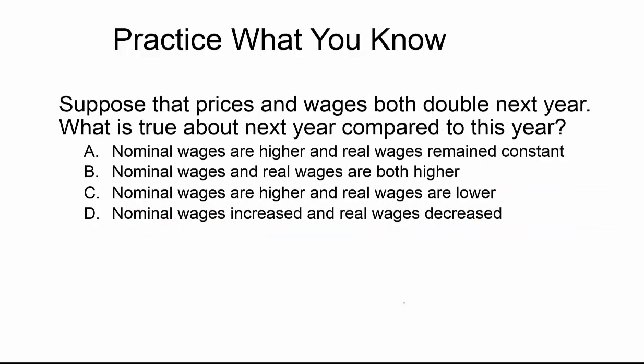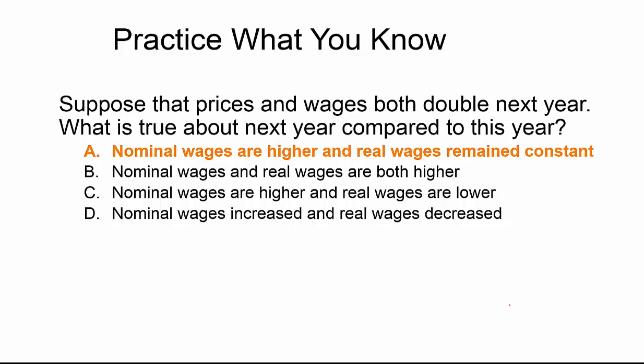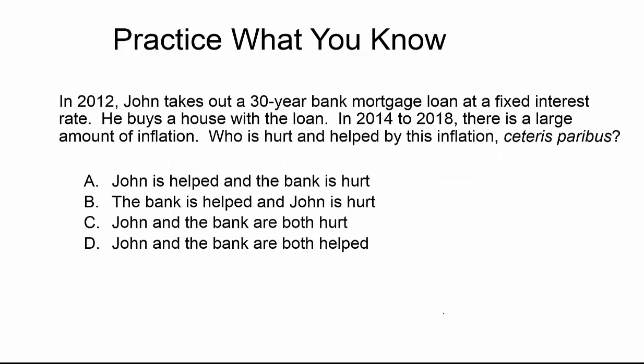Okay, suppose prices and wages both double next year. What is true about next year compared to this year? Let's see. Nominal wages would be higher, right? Because everything doubles. Real wages remain constant. You know what? That actually sounds pretty good, doesn't it? There we go. So your purchasing power doesn't actually change. So real wages remain constant.